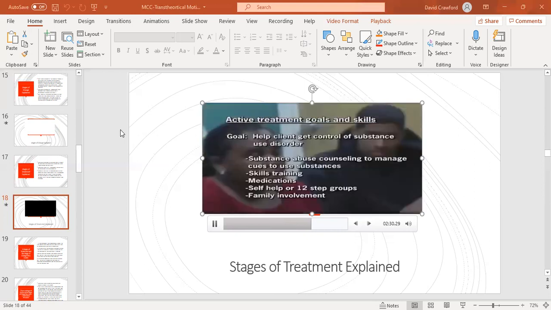In the active treatment stage, clinicians use substance abuse counseling to help clients learn the skills to cut back and stop using substances.